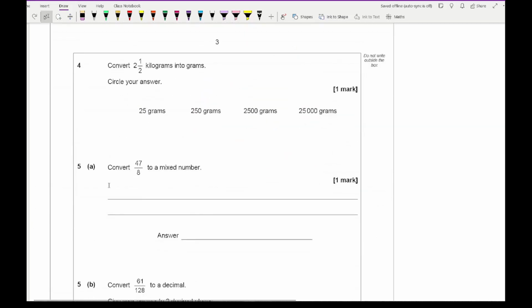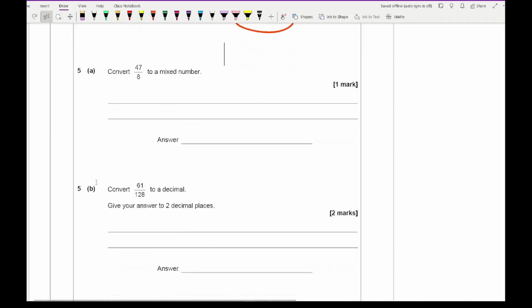Then moving on to question 4, convert 2.5 kilograms into grams. Well, that's 2.5 kilograms. And to convert that into grams, we multiply that by 1,000, in which we should have our third option there.